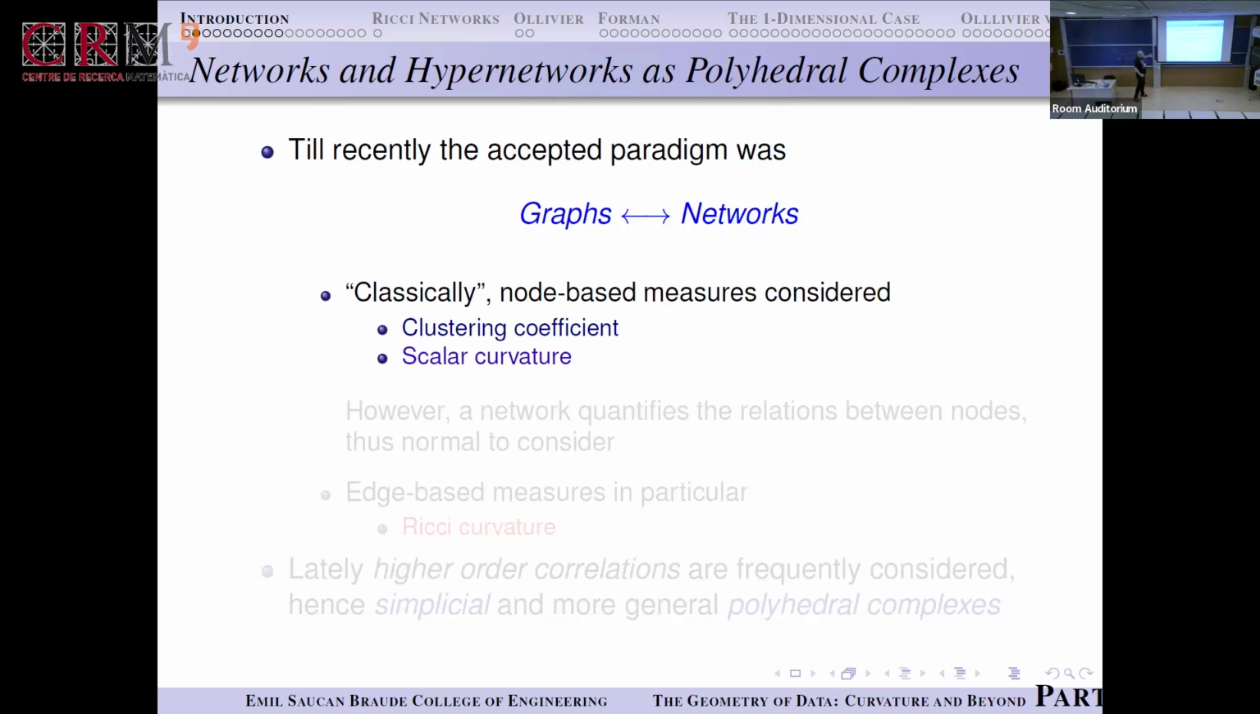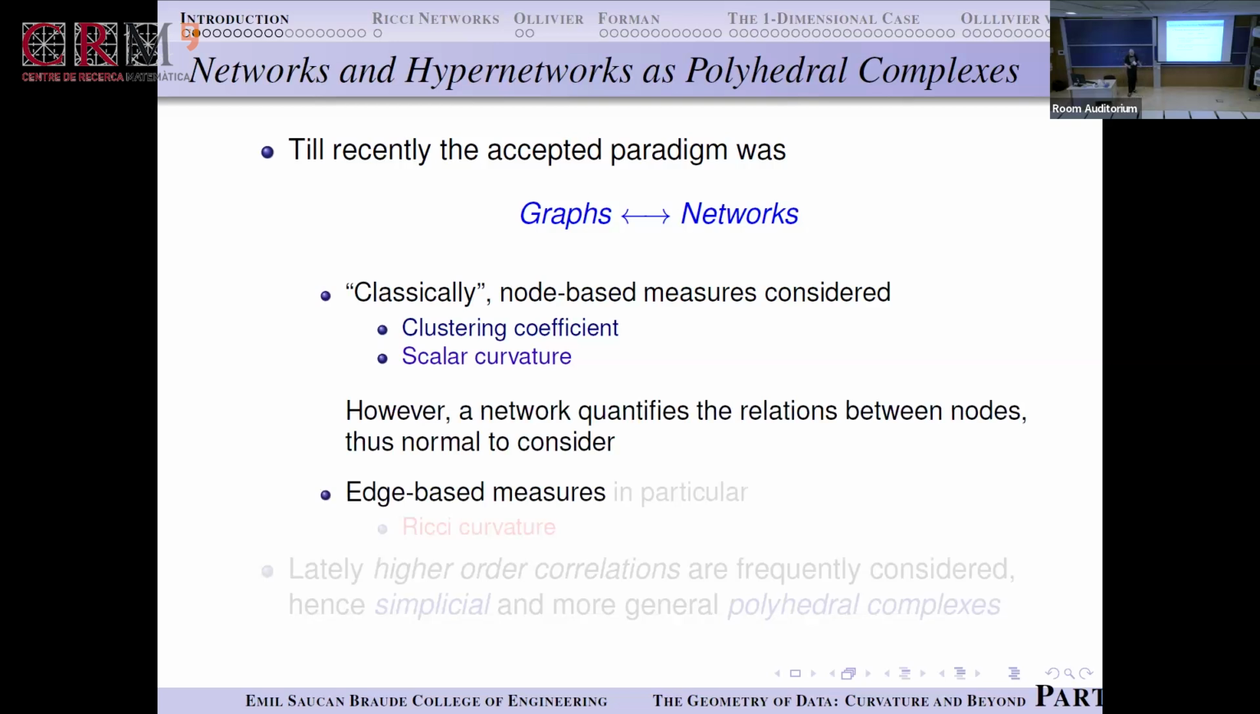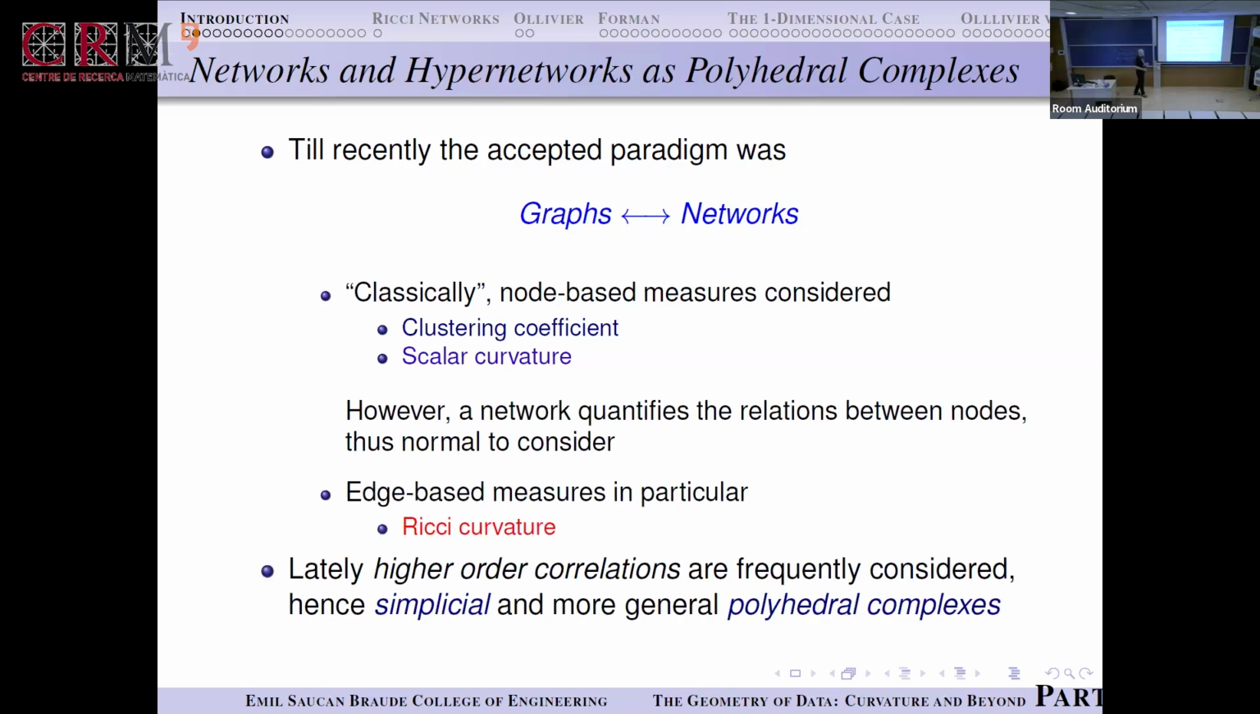But given graphs, people look at node or vertex-based measures, like the very classical clustering coefficient, or, if you prefer something more differential geometric, the scalar curvature, of which perhaps I'll talk a bit later. But a network is not just the vertices. If you have computers which don't talk to each other, you don't have a computer network, you don't communicate. So you have to look at the edges and attach some measure to these edges. Recently, a type of measure attached to edges has started to permeate the field: that of Ricci curvature, of which I'm somehow also guilty of propagating.